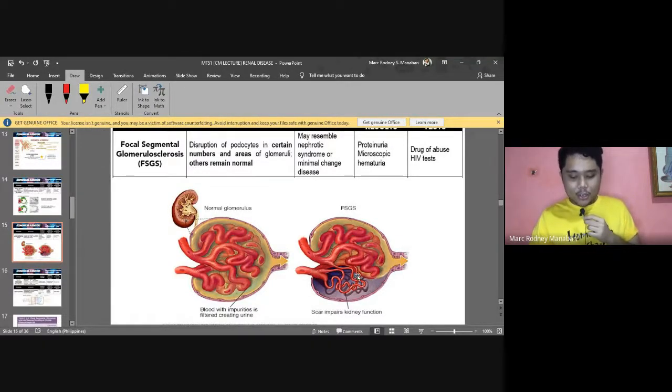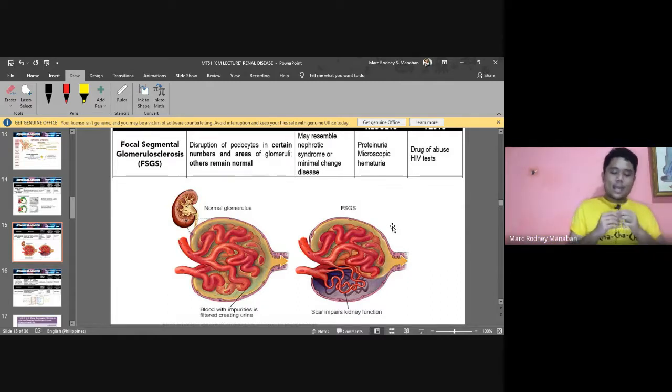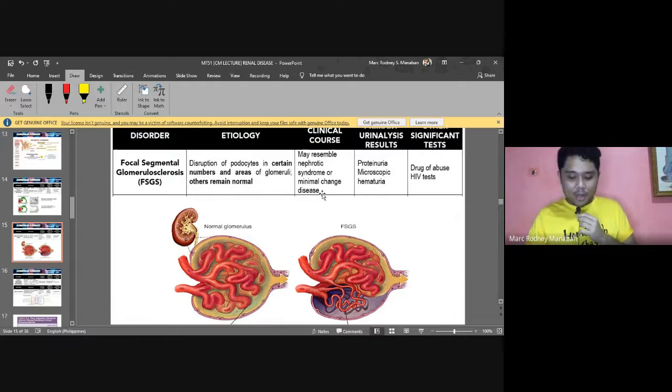And then inside the glomerulus, there are cells where only a part is damaged. And the other side, of course, is working properly. Okay, so that's the point. Focal segmental, no? So it may resemble nephrotic syndrome or minimal change disease.